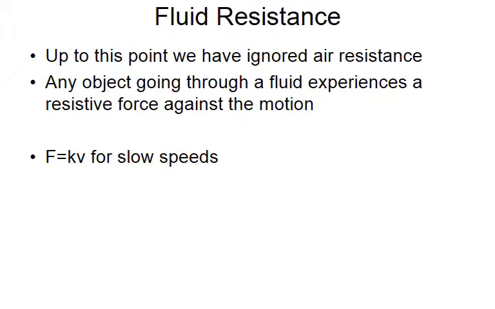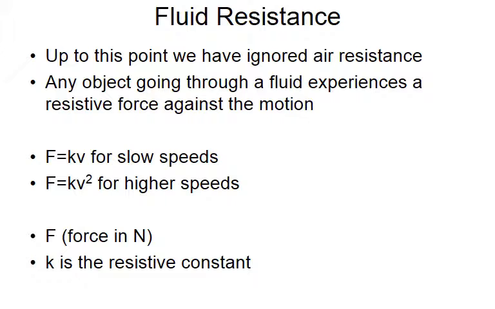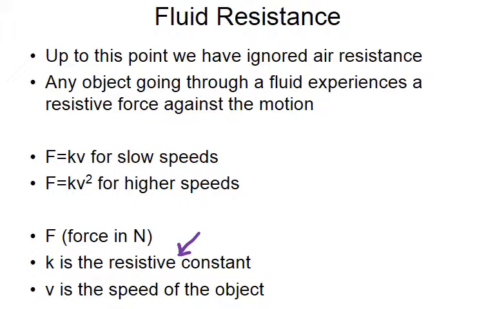For slow speeds, we have force equals kv. For higher speeds, k times v squared. The force is in newtons. k is the resistive constant, and the greater this constant is, the greater the amount of resistance there is. And v is the actual speed of the object. So for slow speeds, we just multiply the resistive constant times v. For higher speeds, it's a matter of v squared.